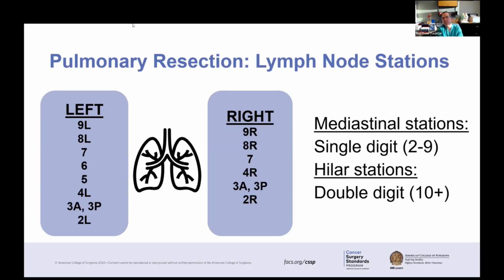for mediastinal. On the right-hand side, similarly, 2, 3, 4, 7, 8, and 9, as we all know. Important to remember the 3A and 3P, and Dr.